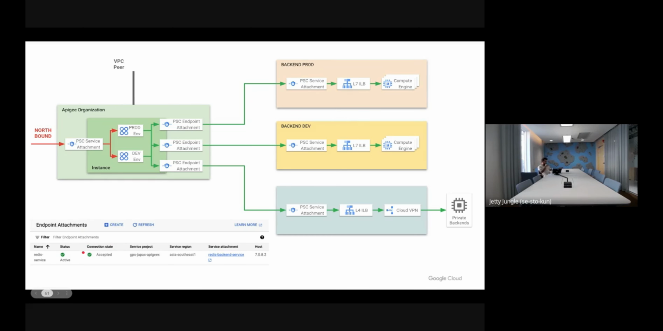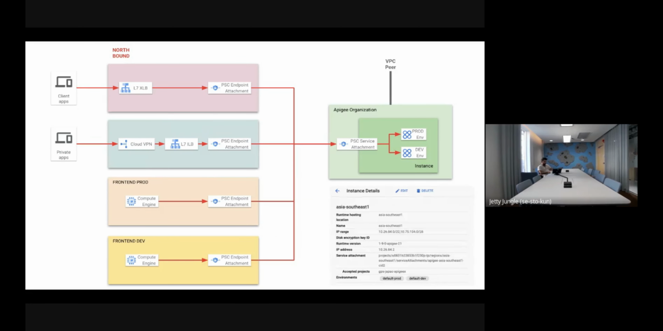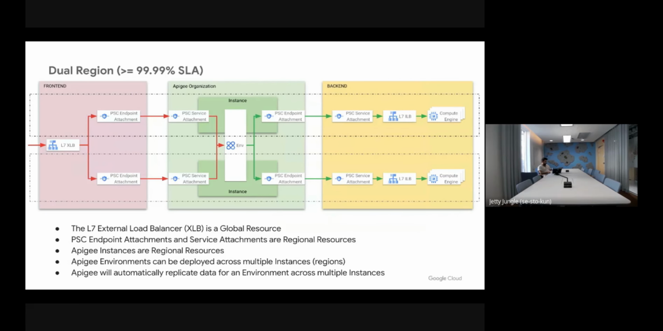Once you go to Apigee, you will see the configuration options, both what I've shown on the previous slide in the northbound part and also in the southbound part. If we look at this architecture end to end, the difference here is that I'm showing the front-end architecture and the backend in one slide. And in this case, I have two instances configured as well.